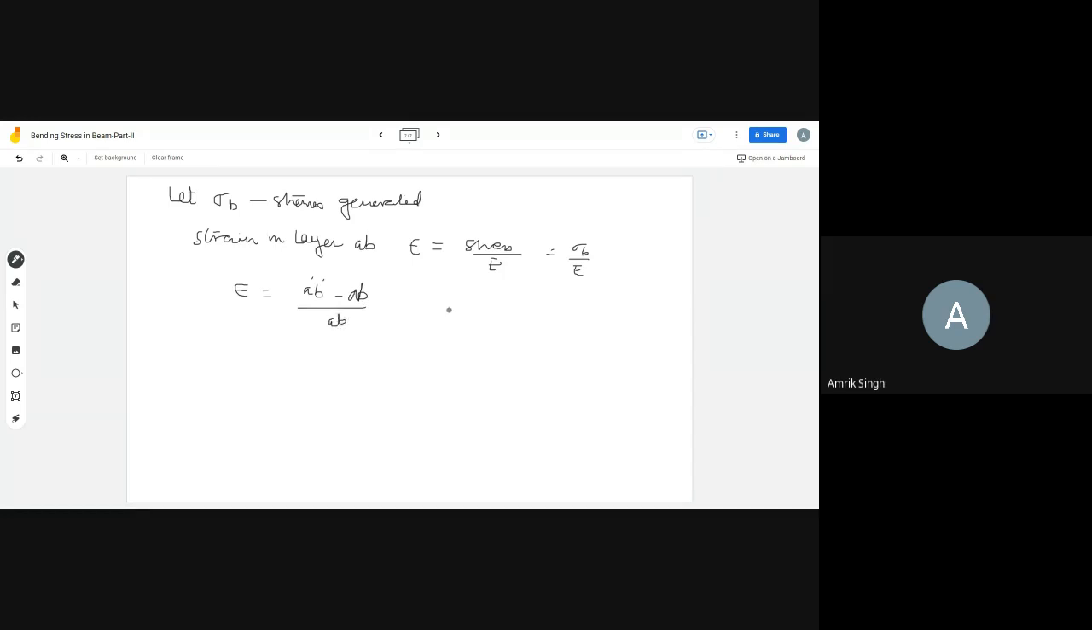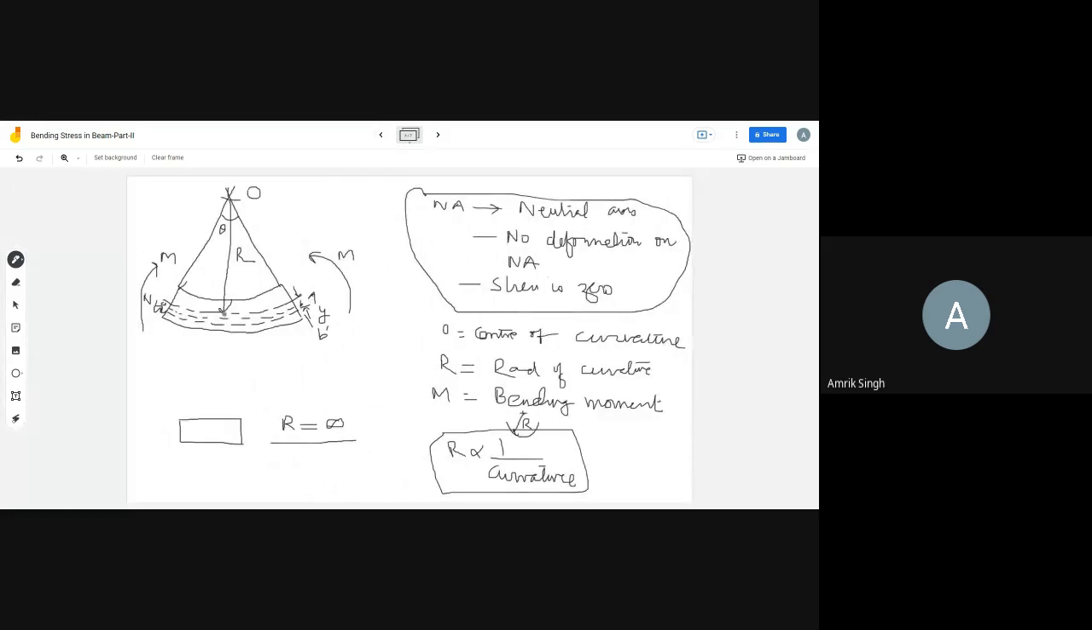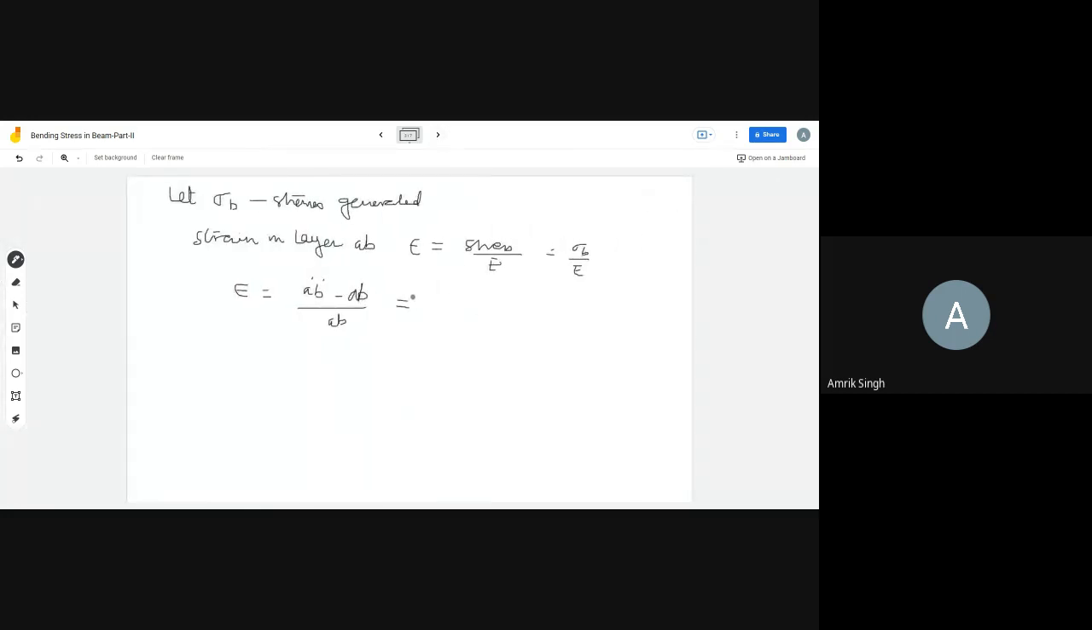Okay? So this A'B' is R plus Y. So this is R plus Y. So you have taken this R here. So it is arc into radius, so (R plus Y) into theta. So arc into radius is equal to angle, and this will be equal to R into theta, divided by the original R into theta.